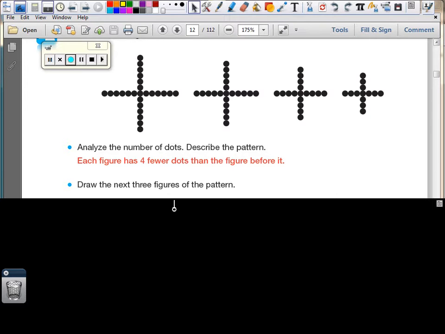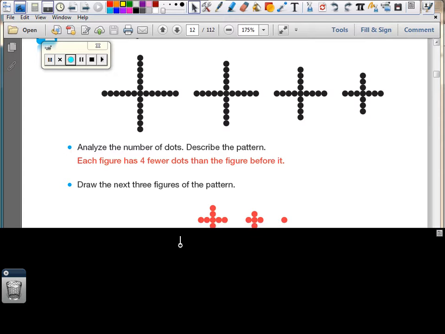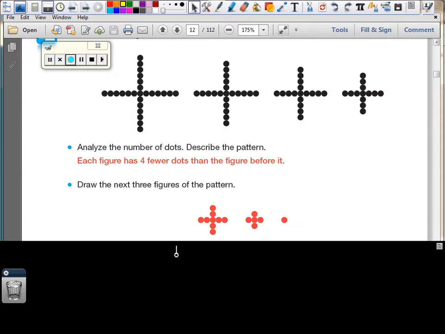The next 3 figures of the pattern would be, we've got a center, the last one I see is a center dot, and each arm has 3 dots. So the next ones would look like this. 2 dots on each arm plus the center dot, the center dot plus 1 dot on each arm, and then finally just a center dot.